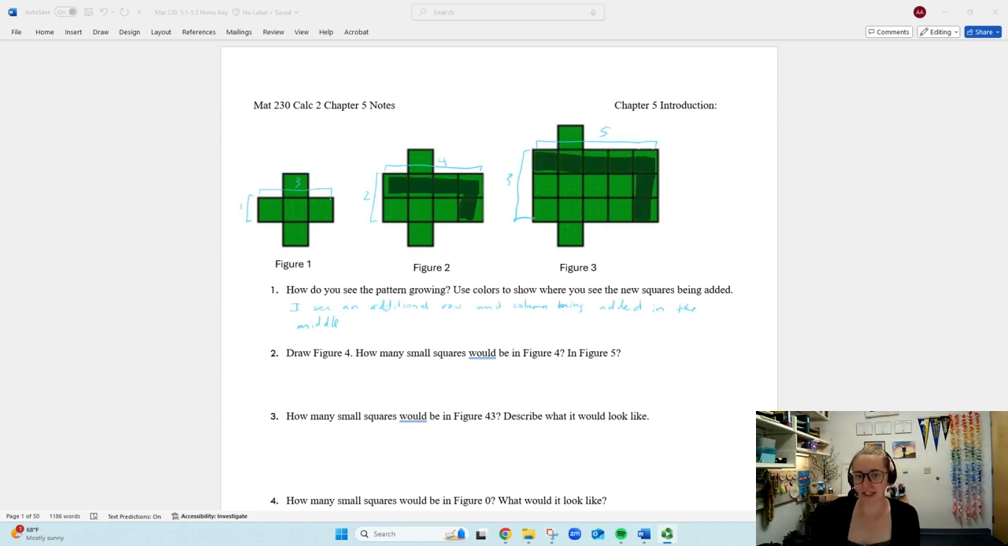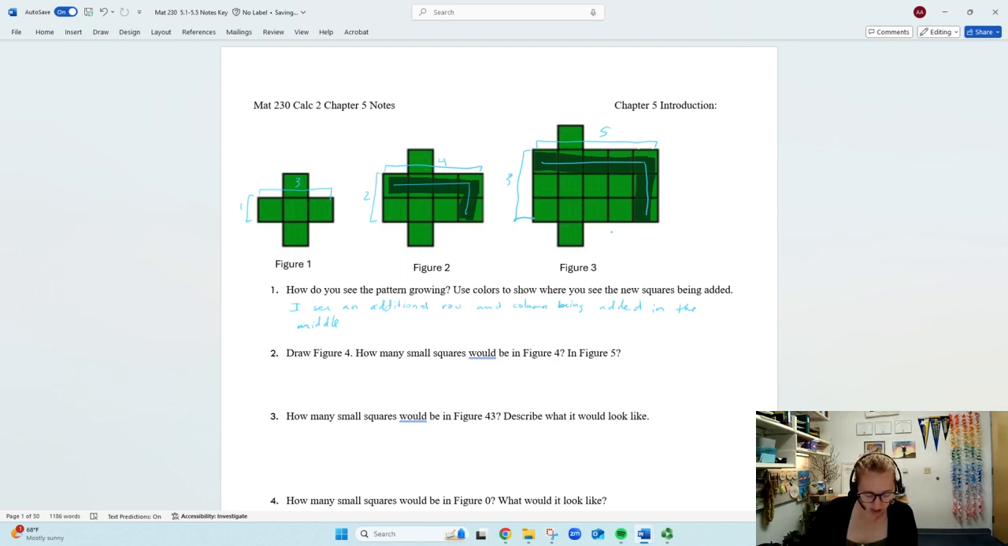Okay, so you could have seen this totally different, but the way that I kind of saw it was that this row right here and this column was kind of getting added into the middle, and then the one little box on the top and one little box on the bottom just gets kind of added onto that. So the one on the top, the one on the bottom, those two boxes are kind of just our constant, and then again we have a row and then this column that's getting added on there. So in figure 4 I would have another row and another column added.